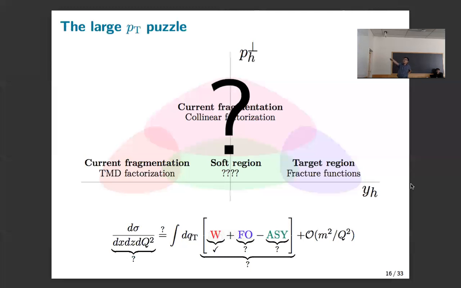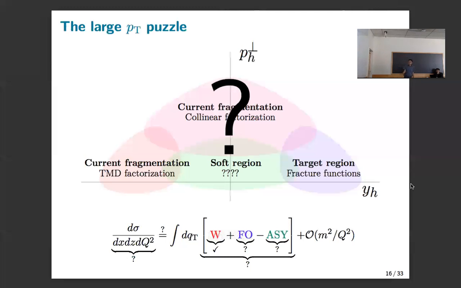So the big question is, I don't know what's going on in this high PT region. This small PT region, in terms of phenomenology, I think is more or less under control. People can actually do TMD fits. But the high PT region is basically not under control.